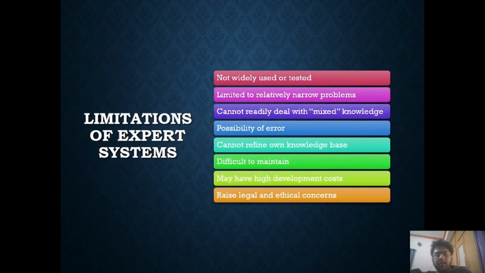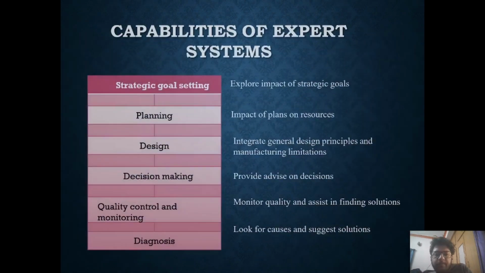And the limitations of expert systems are, these are not widely used or tested yet, and they are limited to relatively narrow problems, cannot readily deal with mixed knowledge, the possibility of error is pretty high, and cannot refine their own knowledge base, and it is also pretty difficult to maintain and might have a higher development cost initially, and these also raise legal and ethical concerns too. But the capabilities of expert systems are not yet explored completely.